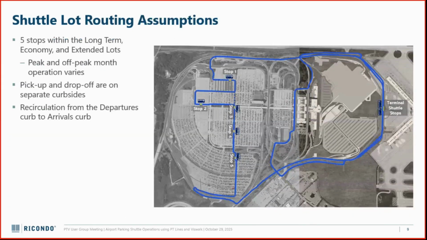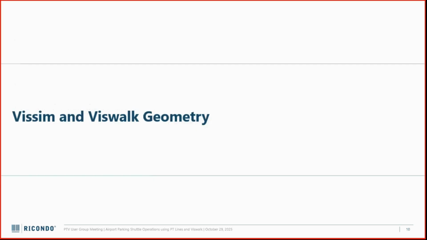So as I kind of touched on in the last slide, we have 5 total stops within the surface lot facilities. However, there are variations that may occur throughout the year based on the overall airport demand. So stop 2 or potentially even stop 5 may not be included in one of the months of the year. We also had pickups and drop-offs at the terminal curbsides. However, these were on separate curbs, so they required a recirculation from the departures curb all the way to the arrivals curb. And this is one of the ways that we were able to reduce the overall cost of the shuttle operation based on the recirculation route we chose.